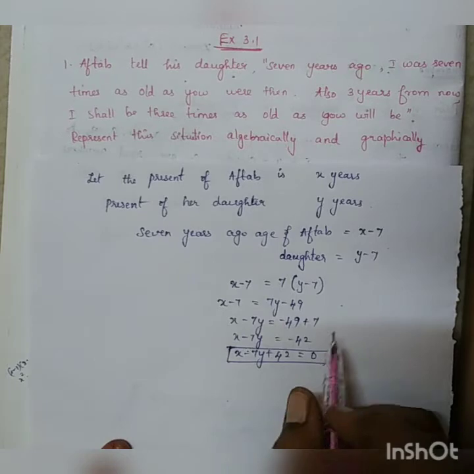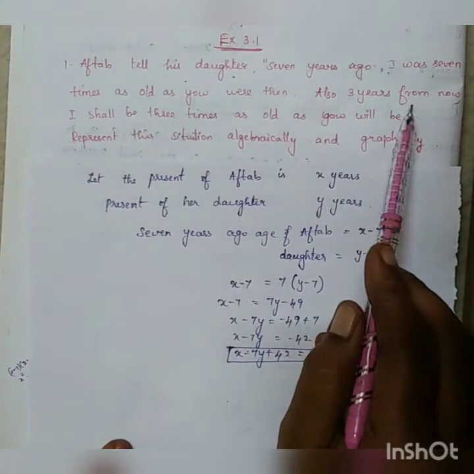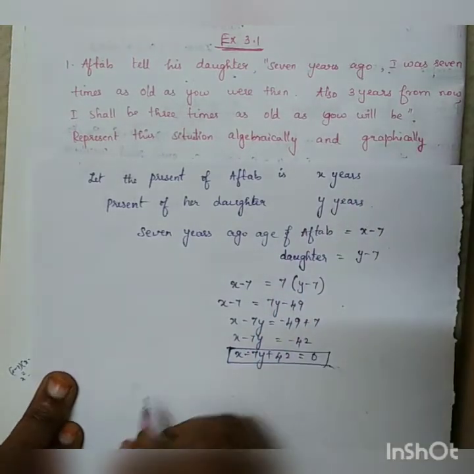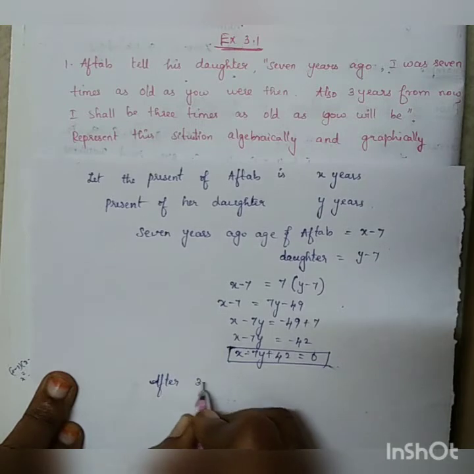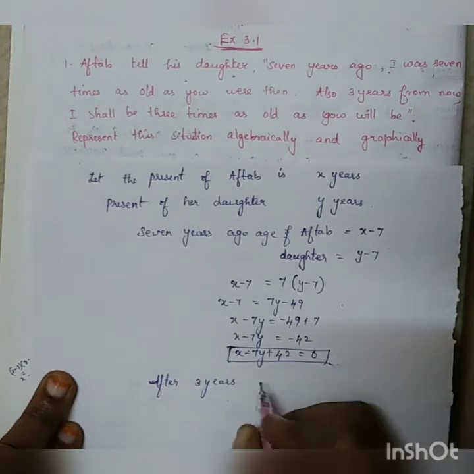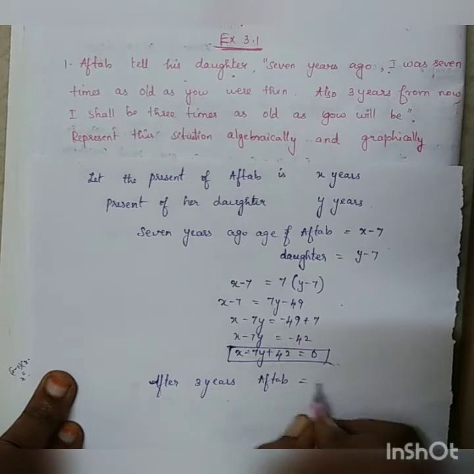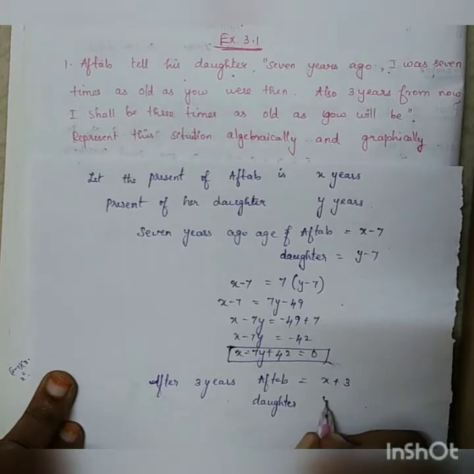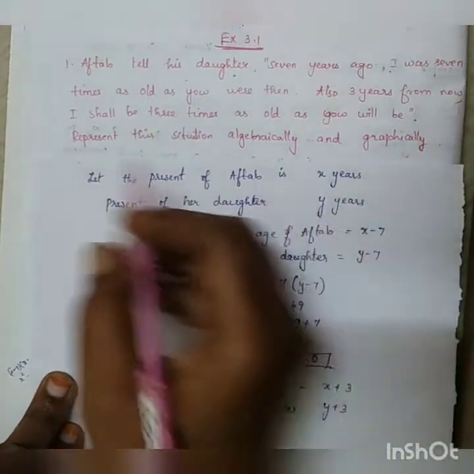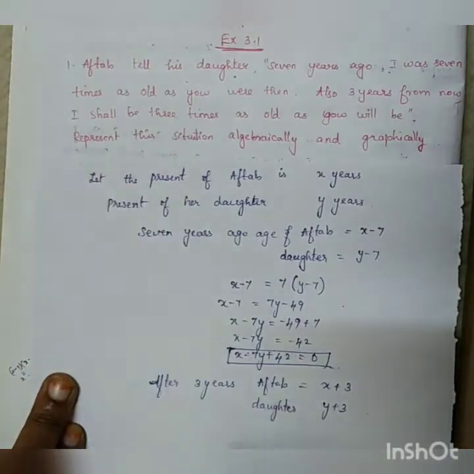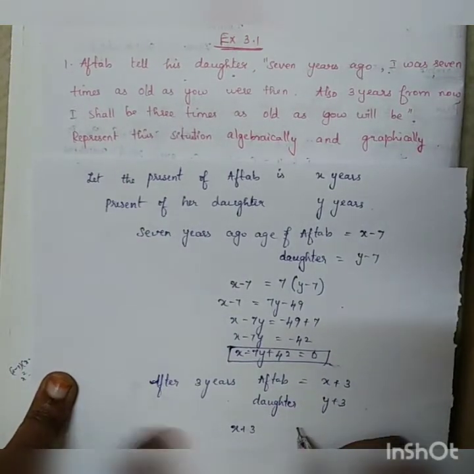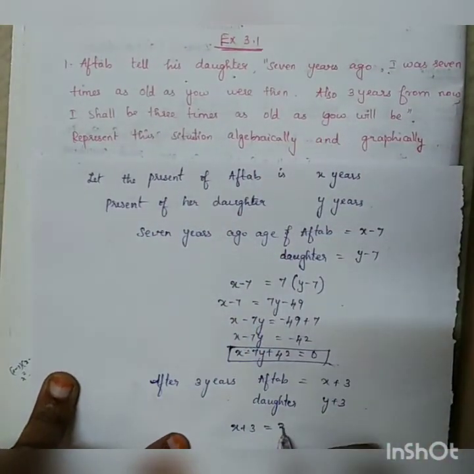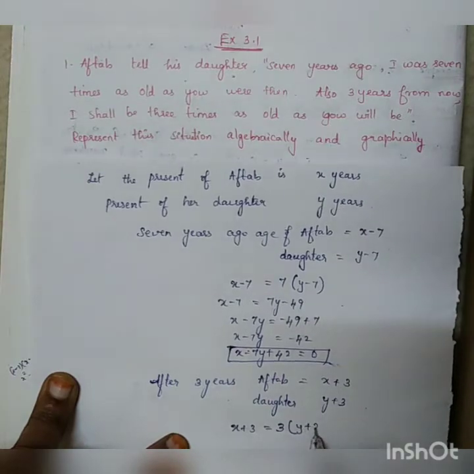This is my first equation. Also, 3 years from now, that is after 3 years, what will be the age of Aftab? That is x plus 3. The daughter will be y plus 3. Now what they are saying: I, Aftab, shall be 3 times as old as you, that is 3 times as old as you.